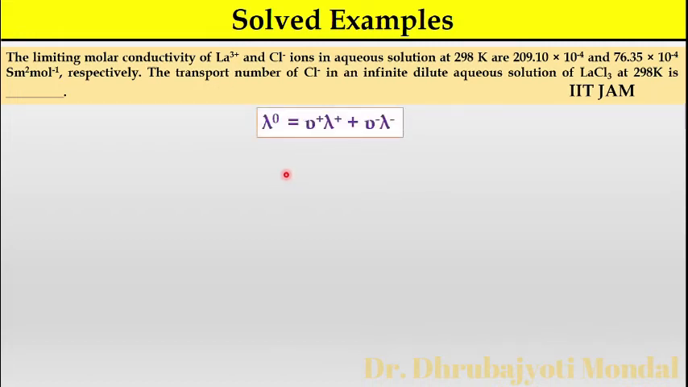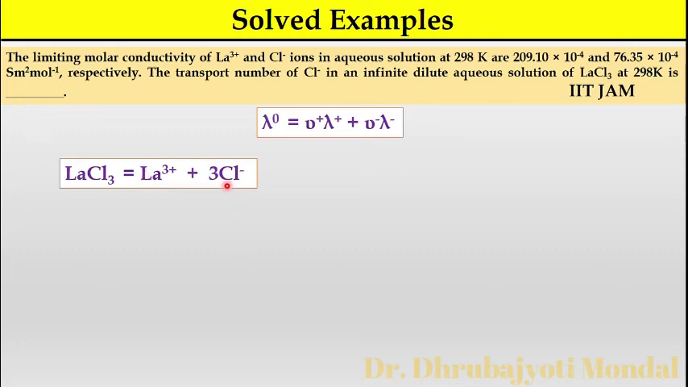So now you know, according to Kohlrausch's law, lambda 0 is equal to nu plus lambda plus plus nu minus lambda minus. Nu plus is the number of cations, nu minus is the number of anions, lambda plus is the conductance of the cation, and lambda minus is the conductance of the anion. Now, if you consider LaCl3, LaCl3 will dissociate in solution and produce La3+ and 3Cl minus. So the number of cations is equal to 1, the number of anions is equal to 3.